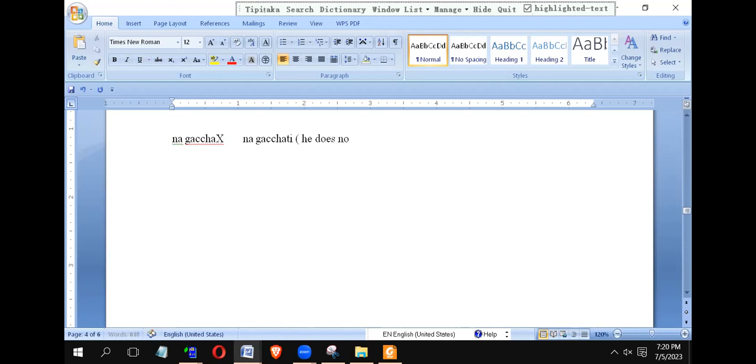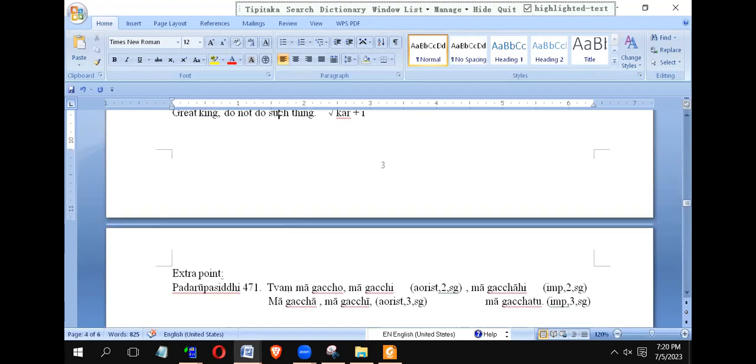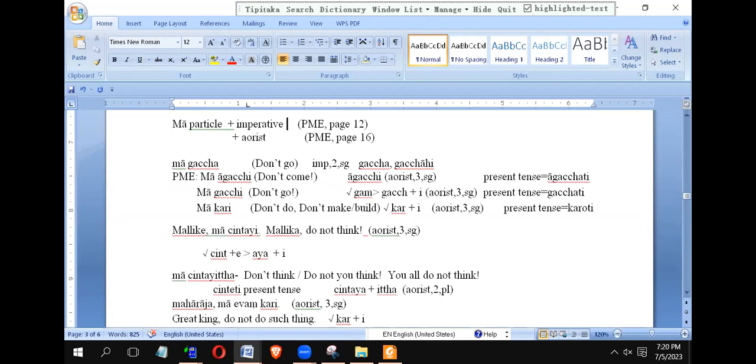He does not go. But if you have ma gaccha, it means don't go. That means the ma is used in the command form. Even though it can be linked with the imperative, it also is a command, or it can be linked with the aorist. Also, it's a command. So it is used as a command.